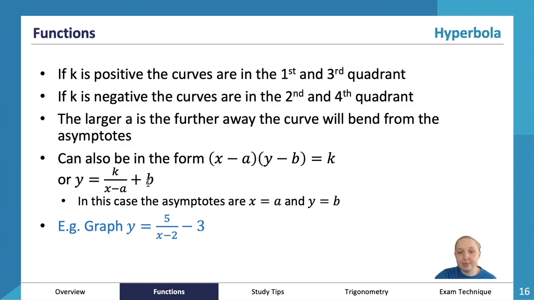The reason that b becomes the y asymptote is because our original asymptote occurs at y equals 0. So if we move it up or down, we're essentially just moving that original asymptote with us.